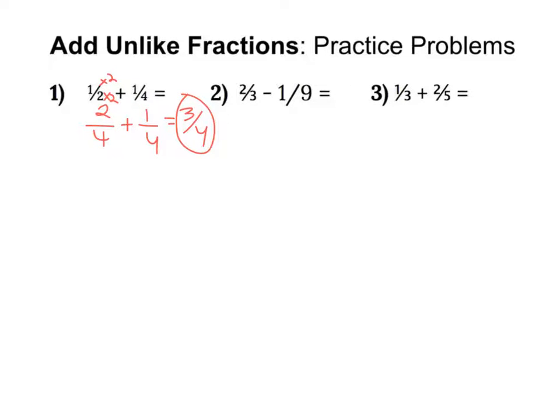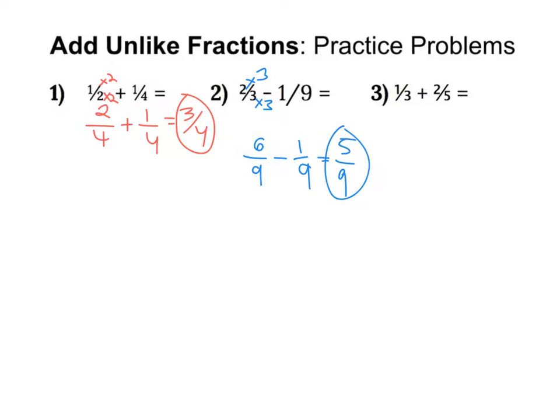We have something similar for problem number 2. 3 is a factor of 9, and that means that I only have to change one of these fractions because I can make the 3 become a 9 very easily. All I have to do is just multiply 3 times 3, and that's going to give me 9 for my denominator. 2 times 3 is going to give me 6 for my numerator, and now I can subtract 6/9, subtract 1/9, and that's going to give me 5/9.